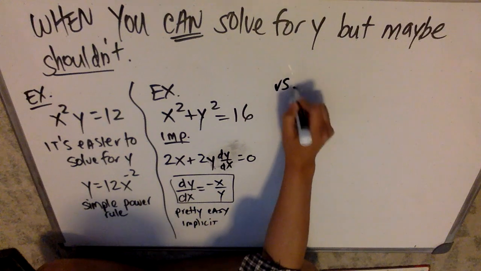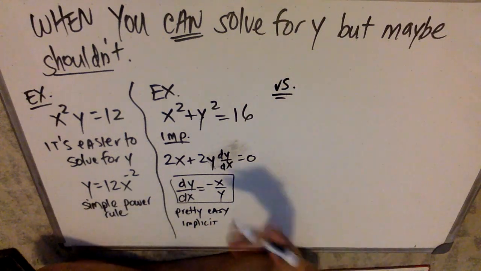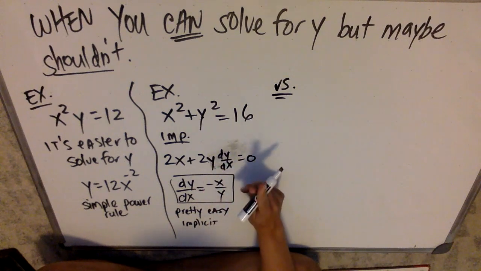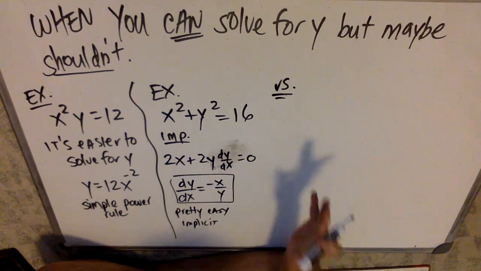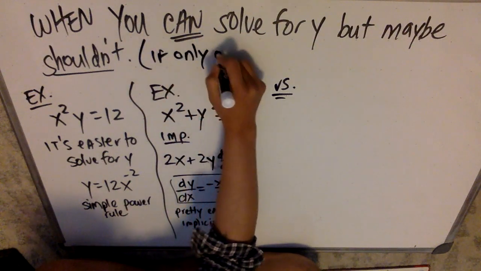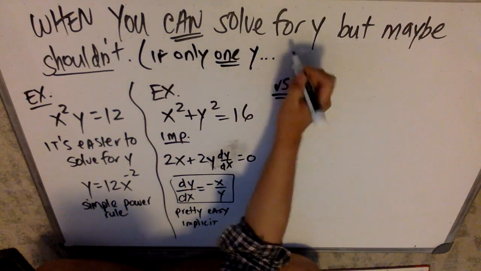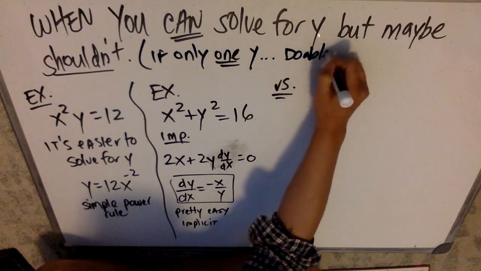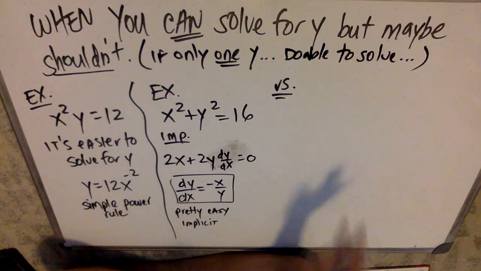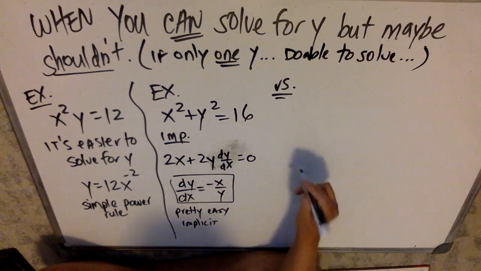So this was objectively pretty easy implicit. But let's talk about how that one could have gone if I solved this for y. I could solve this for y. It is doable to solve this for y. If there is only one y in the problem, you can solve for y. It's just not always a good decision. So let's solve this for y.